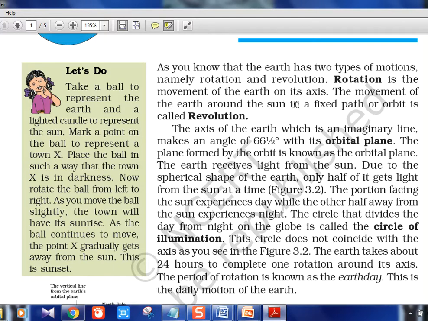The earth as a whole moving around the sun is called revolution. So around the sun is revolution and around the axis is rotation. The axis of the earth, which is an imaginary line, makes an angle of 66.5 degrees with its orbital plane. I'll show you the pictures, it will be more clear.